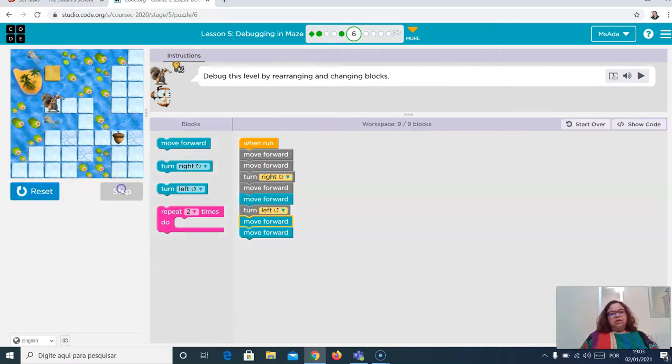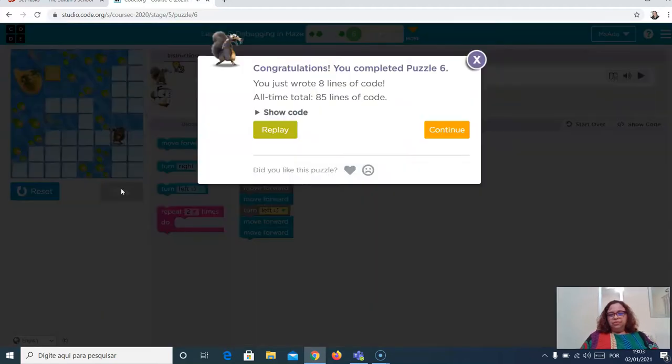Reset. Let's see. Forward 1, forward 2, turn right. Forward 1, forward 2, turn left. Forward 1, forward 2. There you go. Okay.